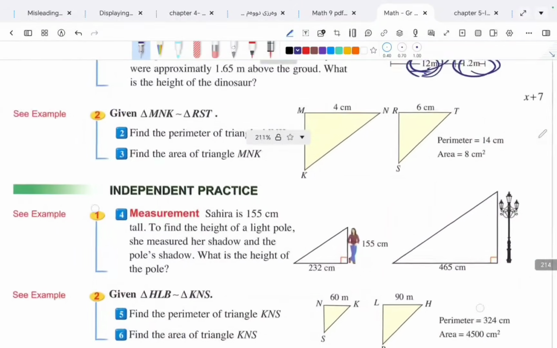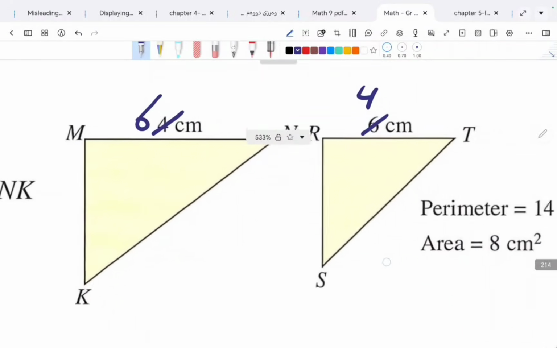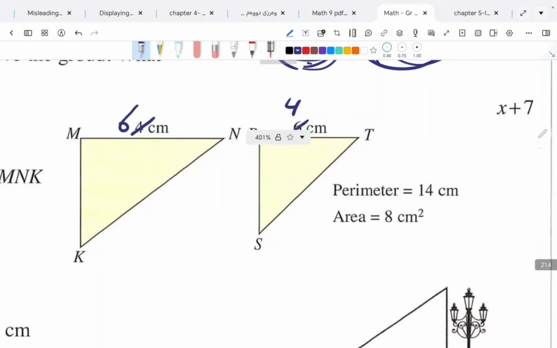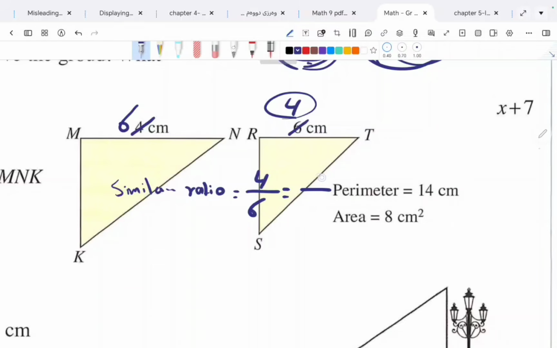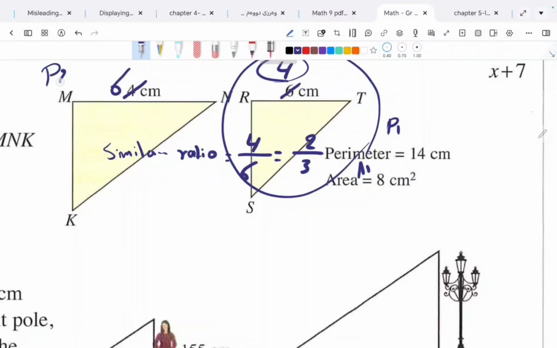In this question, this one is 6, pay attention. This one is 4. What's the first step to solve it? They ask for what? Similarity ratio. I told you, you have to start with the smallest one, which is 4 out of 6. Is it in simplest form? No, it will be 2 out of 3. Then, because you start with this one, this one will be P1 and area 1. So P2 and area 2 are missing.